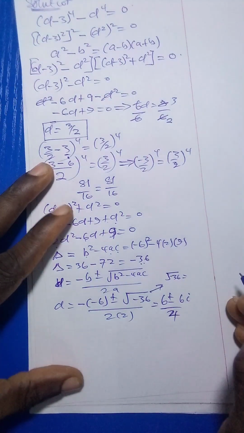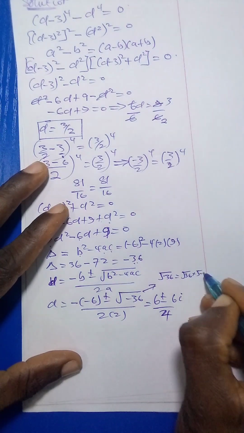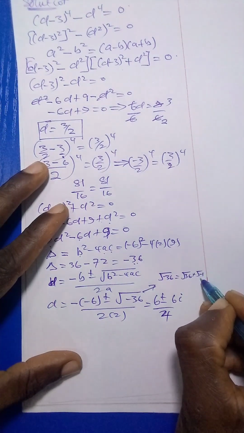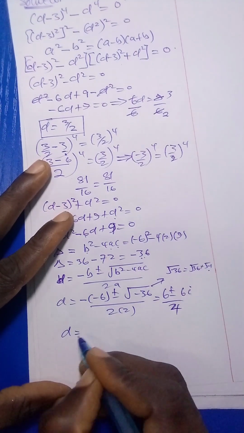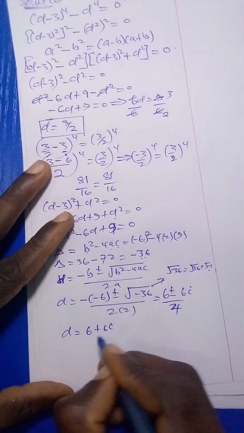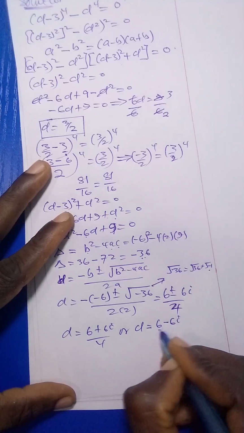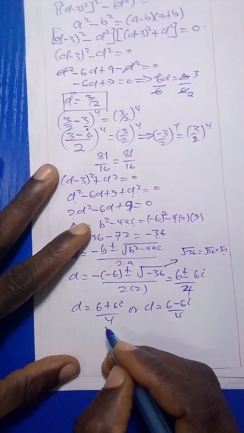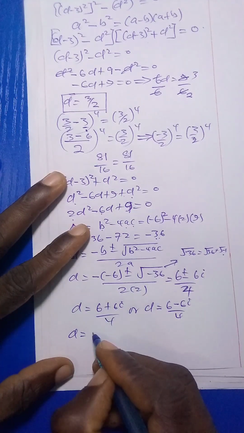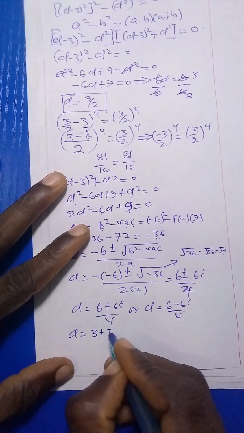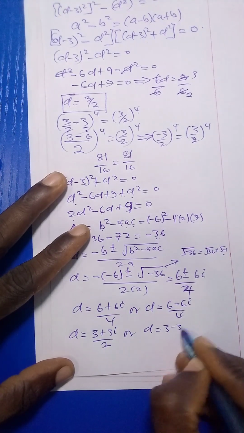It is also the same thing as the square root of 36 times the square root of minus 1, and the square root of minus 1 is i, so we have 6i here. Then d is equal to 6 plus 6i over 4, or d is equal to 6 minus 6i over 4. So here d is equal to, if I factorize 2 out, 3 plus 3i over 2, or d is equal to 3 minus 3i over 2.